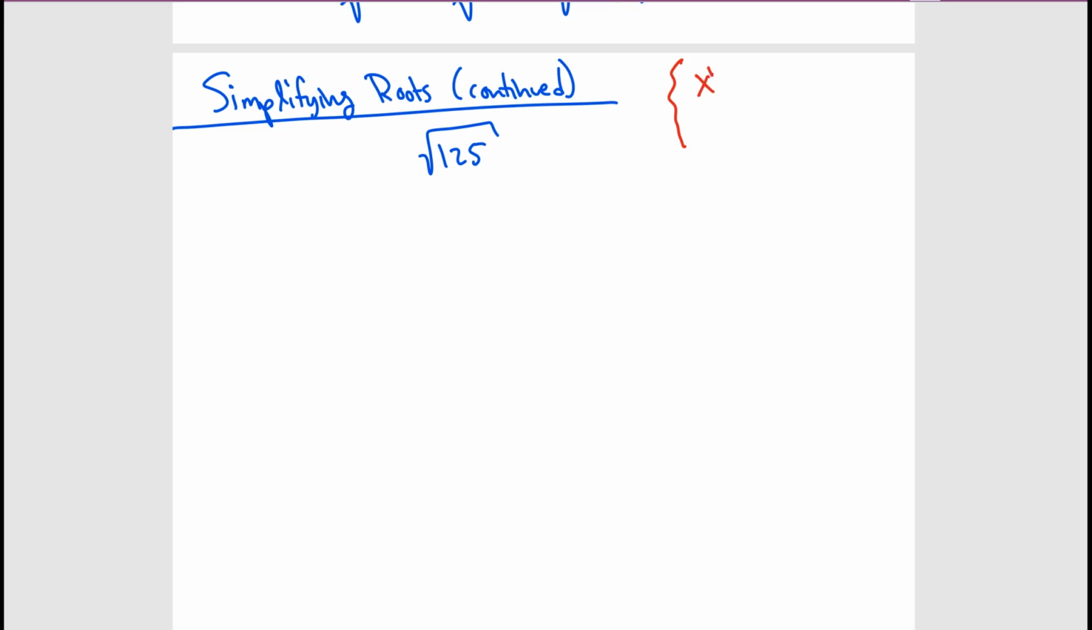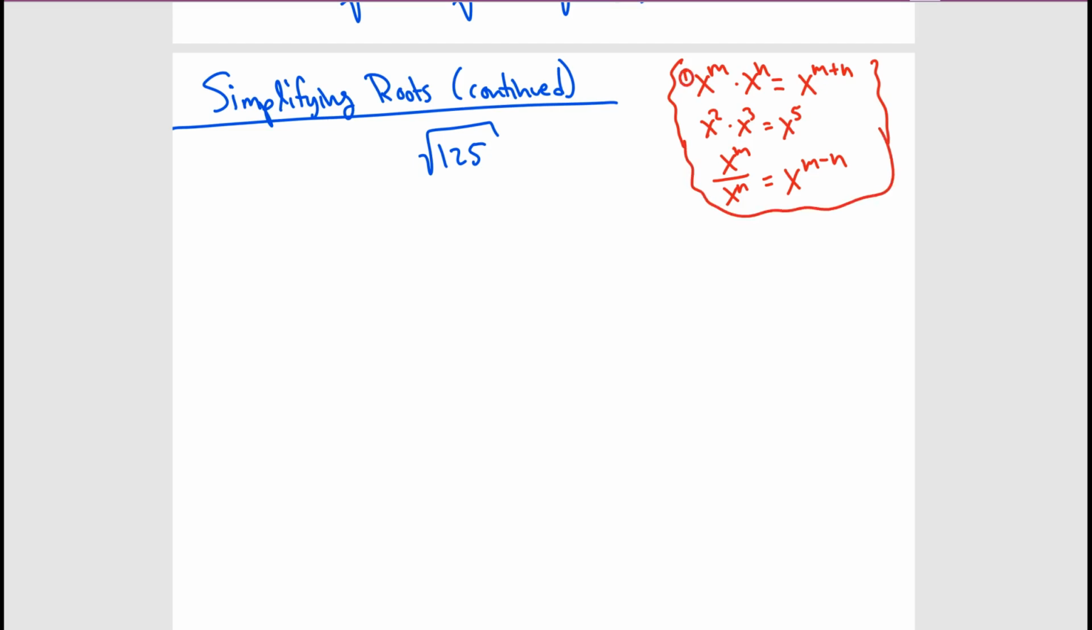Basically, if you have x to the power of m times x to the power of n, what happens is that you take x and then you add up the exponents. A good example would be x squared times x cubed. This will be x to the power of 5, because 2 plus 3 gives me 5. If you have x to the power of m divided by x to the power of n, because we added when we were multiplying, here we're going to subtract: x to the power of m minus n. Okay? So those are property 1 and property 2.